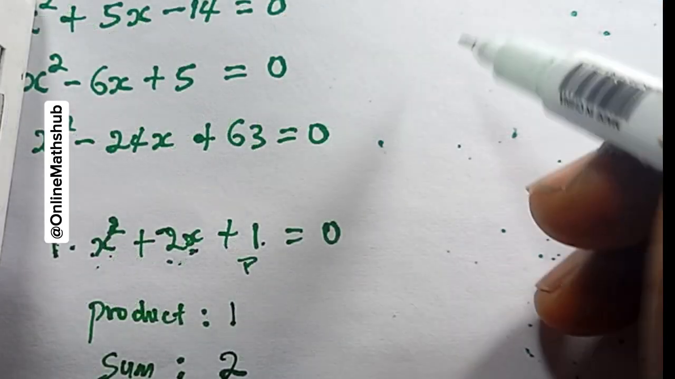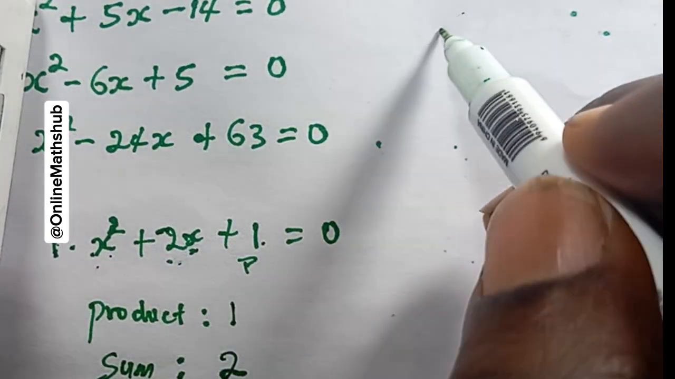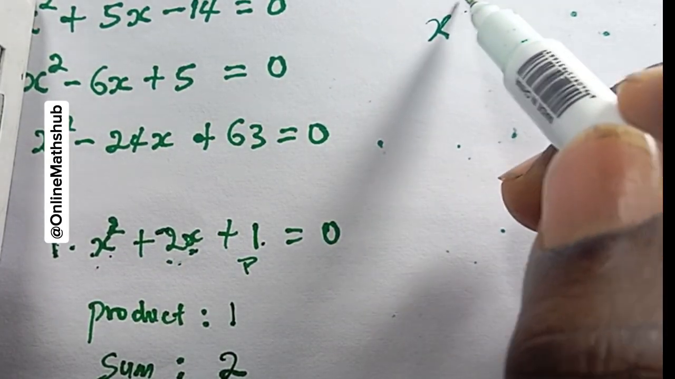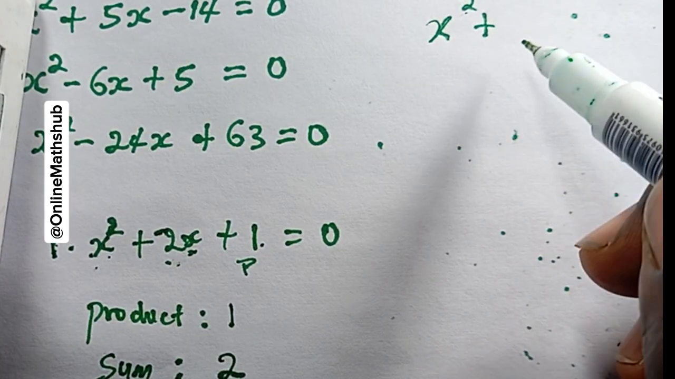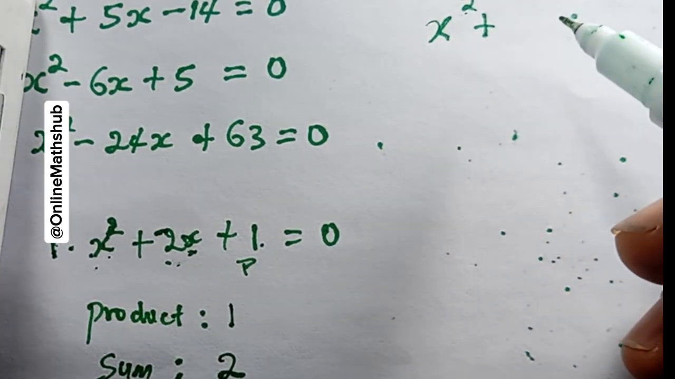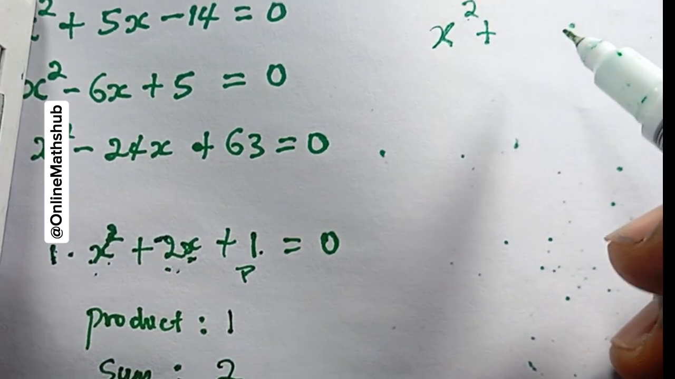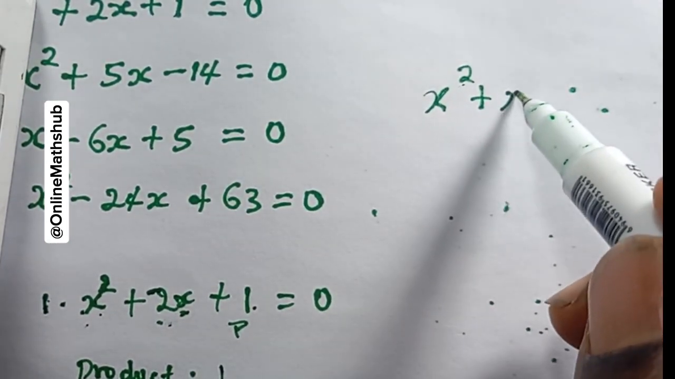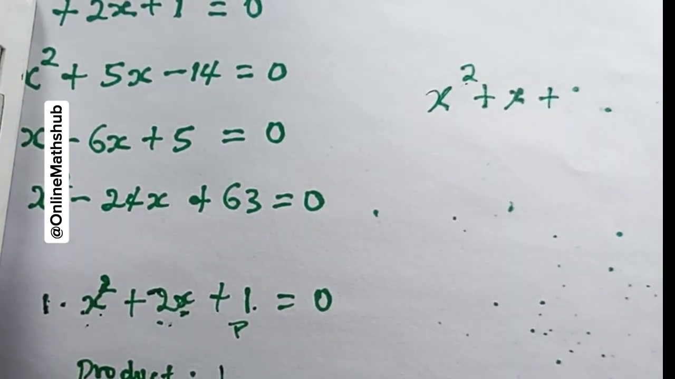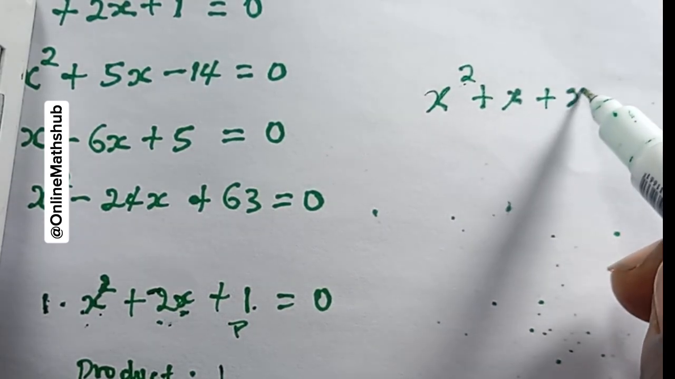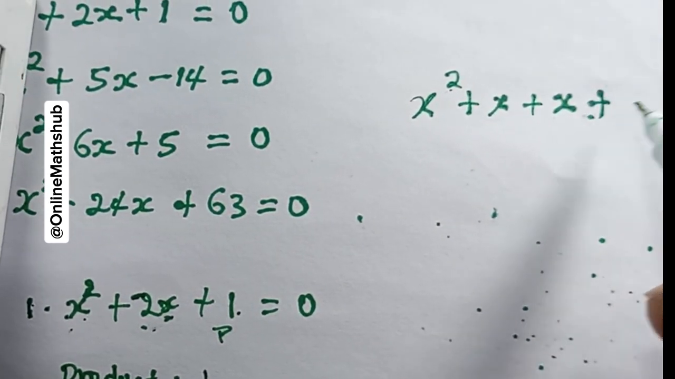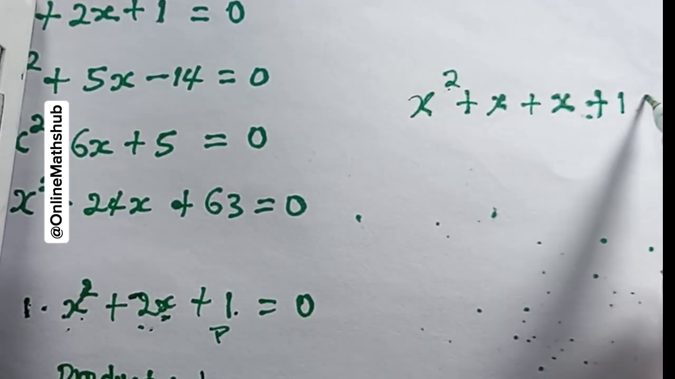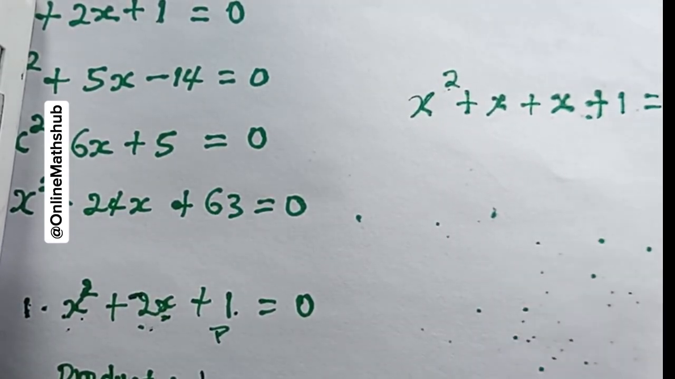So if I write the equation right here, this is going to be x squared plus, in place of the 2x, I'm going to multiply each of the terms by x. Okay, 1 times x will be equal to x, plus the remaining 1, which is also 1 times x, equal to x, then plus 1 is equal to 0.